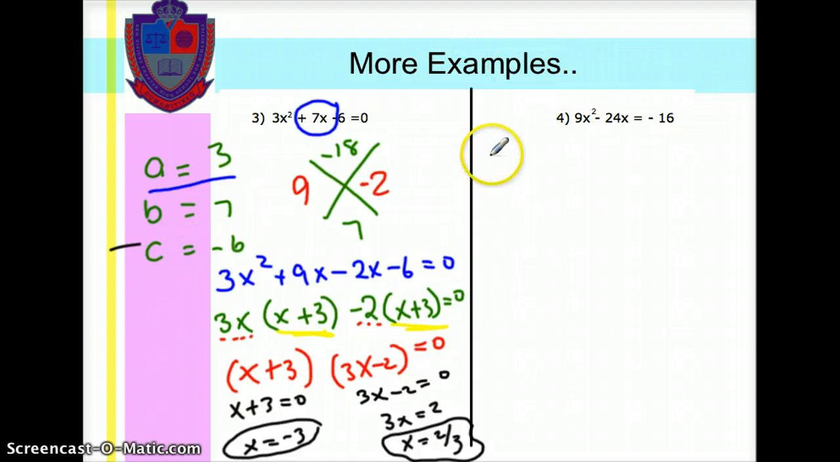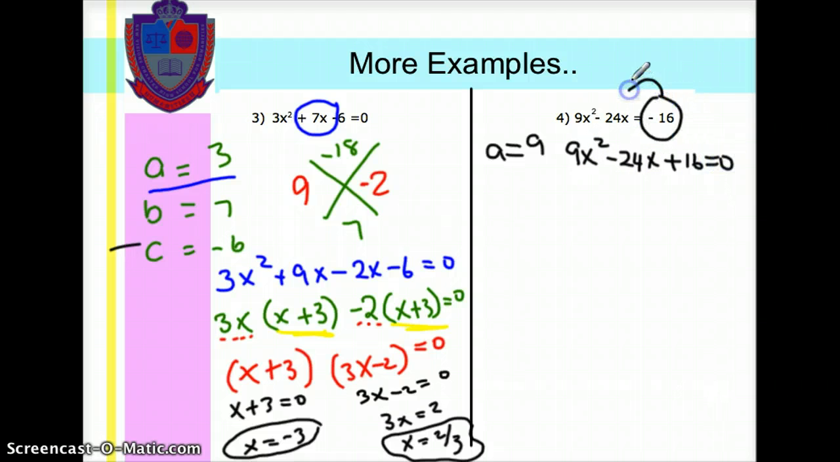So here again, a is 9. Whoopsie, look at this. Looks a little funny. Before I even do the a, b, and c, let's rewrite this really quick. It has to equal 0. 9x squared minus 24x plus 16 equals 0. I'm moving this to that side. So now a is 9, b is negative 24, and c is 16.